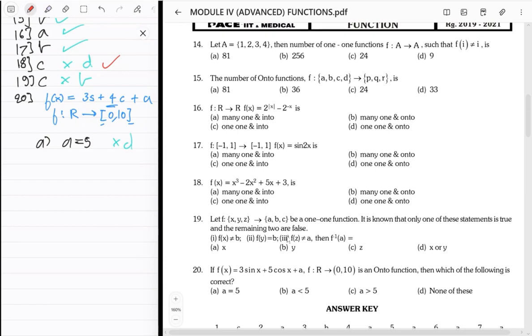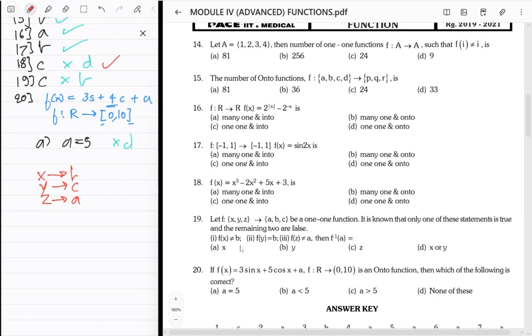So the third one is true. So f of z is equal to a. So z goes to a. Then f of y is not equal to b. So there's only one way y can go to c, because it's a function, right? And then the first one is false, so x must go to b, basically.